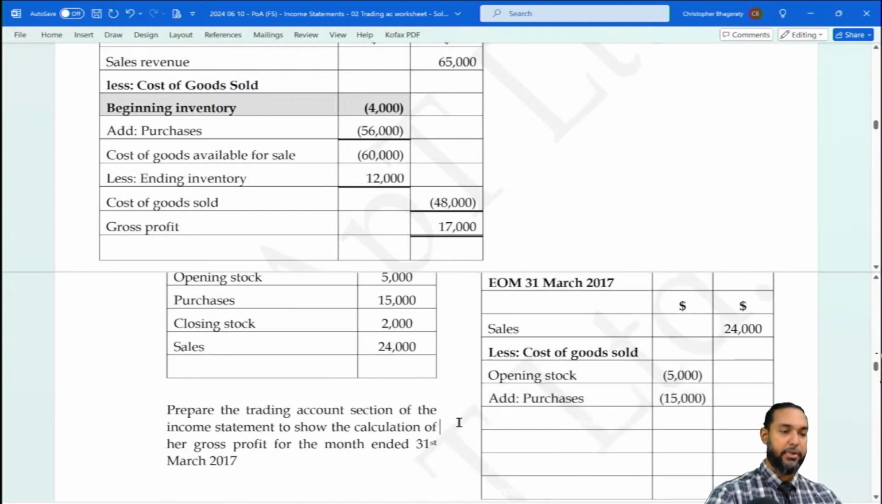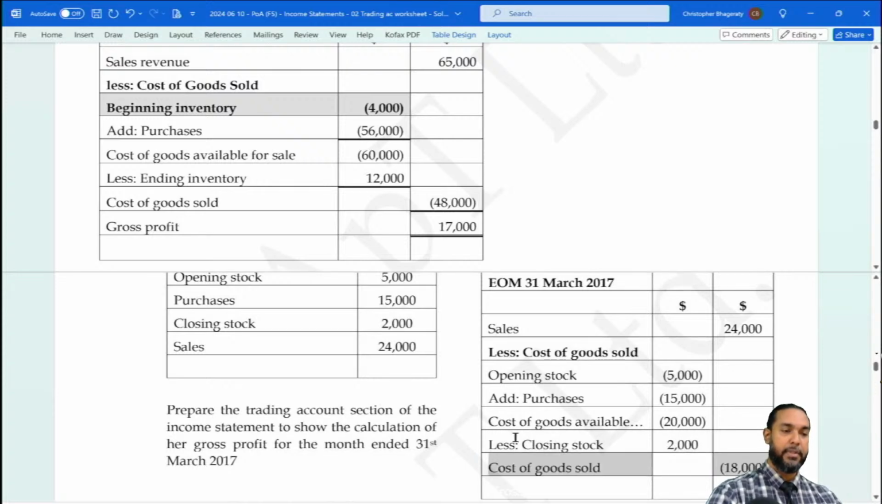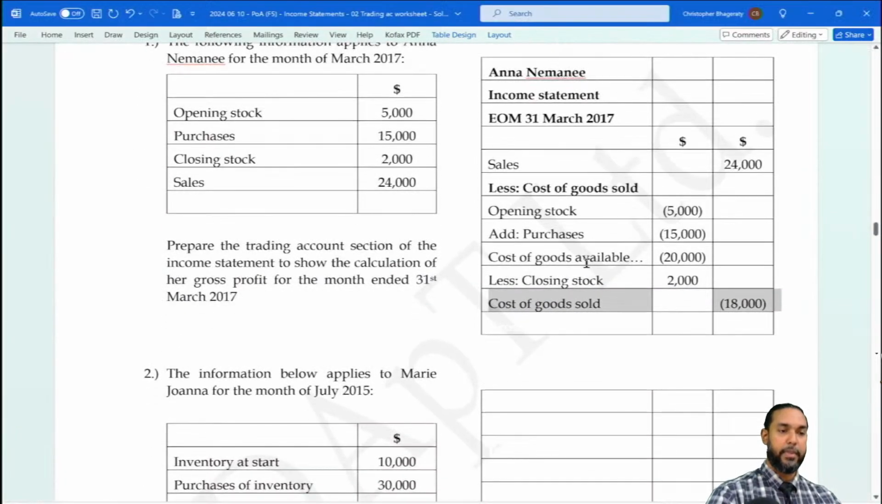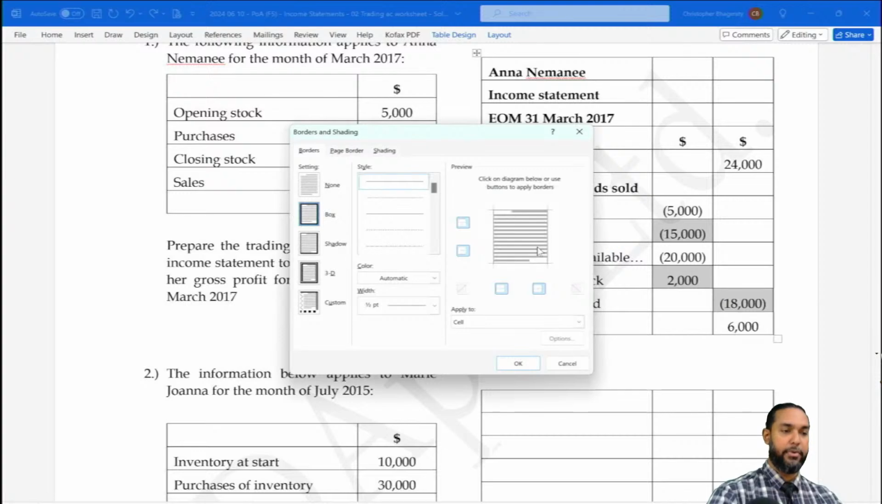Right. So again, you could state your cost of goods available. You don't have to. You're going to then subtract the closing inventory. 20 minus 2 is 18. Right. And that 18 is the cost of sales or cost of goods sold. 18 from 24 will give us 6,000. Very good. All right. I'm just going to put in a couple of heavier lines here and here and here to show where my operations took place.